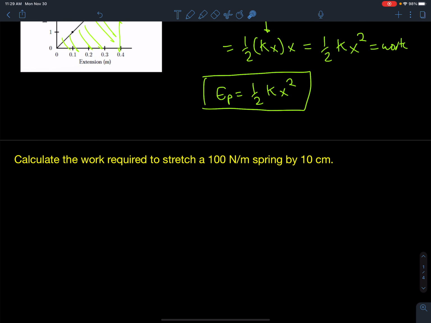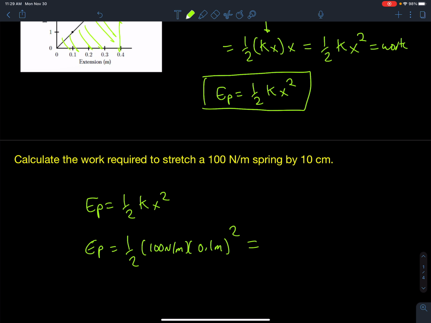So let's try it in practice. Calculate the work required to stretch a 100 newton per meter spring by 10 centimeters. Well, the formula is: my elastic potential energy, which is the work that I have to do, is equal to 1/2 times 100 newtons per meter times 0.1 meters squared. And if I multiply that product together, I should be able to get 5 joules, I believe.